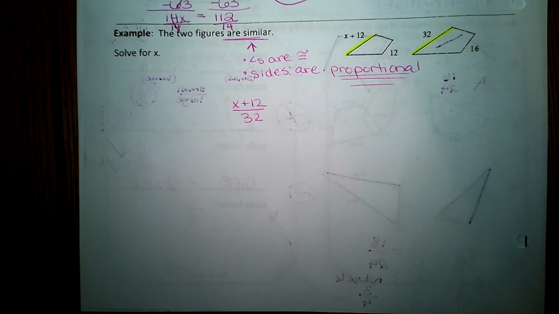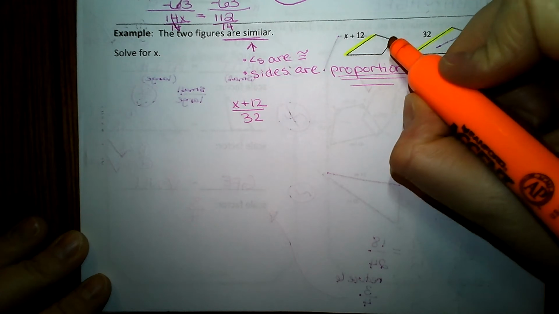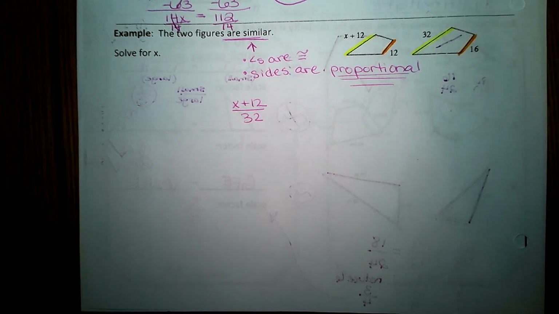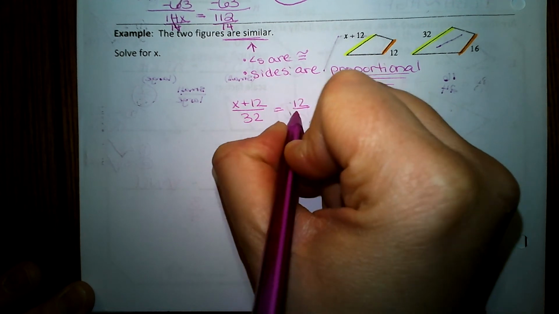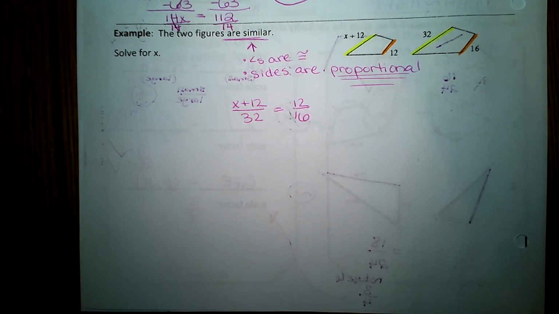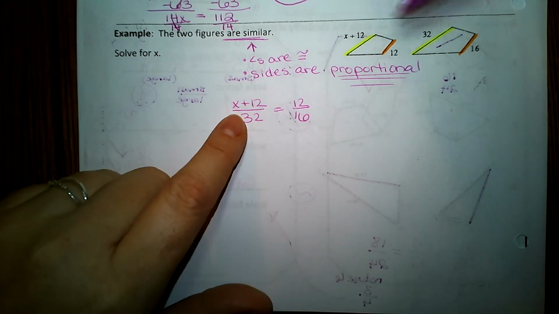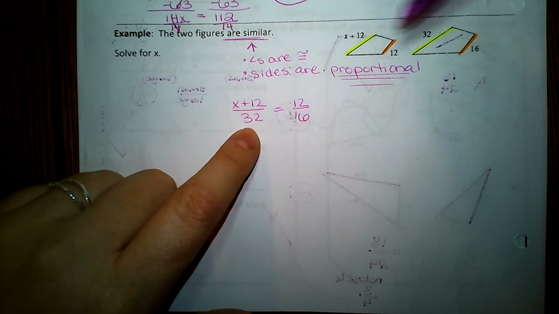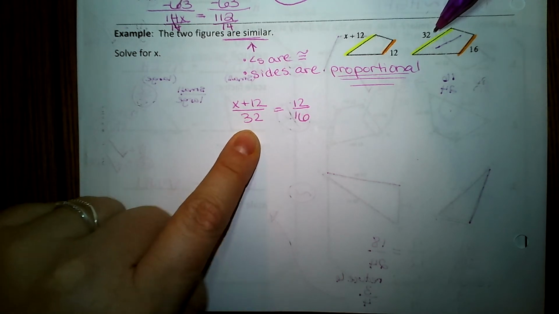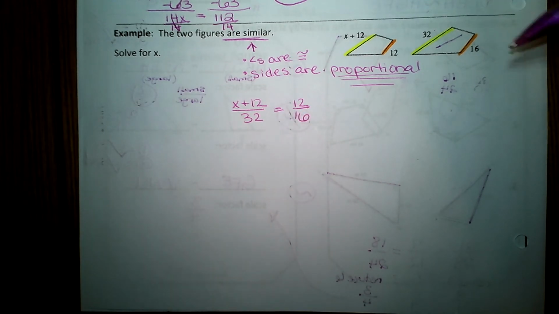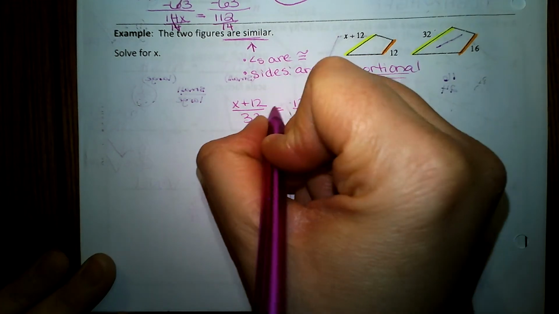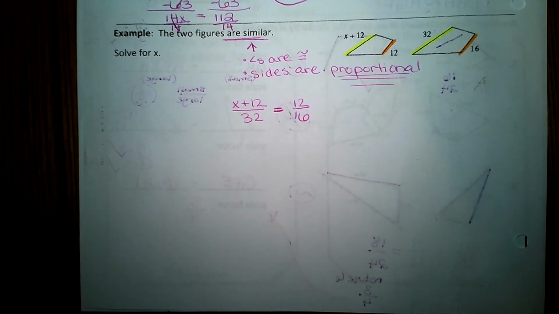The other values I'm given are 12, which corresponds to 16. So that's a corresponding pair. I'm moving from left to right, so the 12 goes on the top, the 16 goes on the bottom. So what I'm saying here is x plus 12 on the left can be compared to 32 because they're in the same position. 12 on the left can be compared to 16 because they're in the same position. And because the figures are similar, this is going to make equality. They are going to have an equal value.